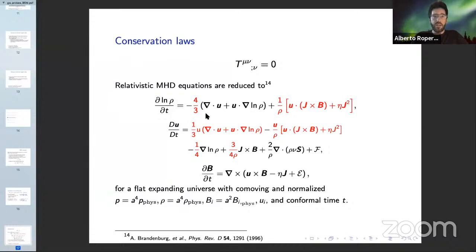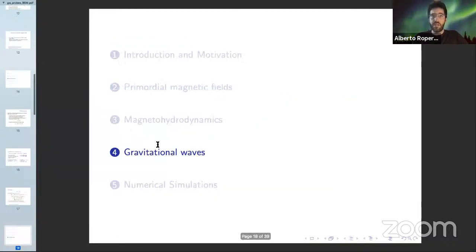And therefore, we can derive some equations that are similar to ordinary magnetohydrodynamics that were derived in this paper by my collaborators, Axel Brandenburg and others. And these are the equations that we then solve within the Pencil Code, where the terms in red are the ones that we need to add due to the relativistic considerations with respect to ordinary MHD.